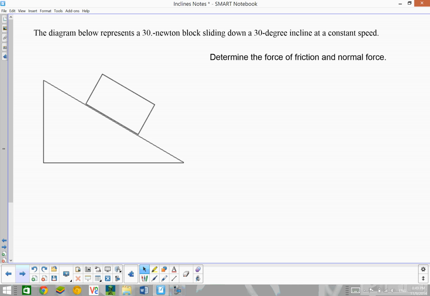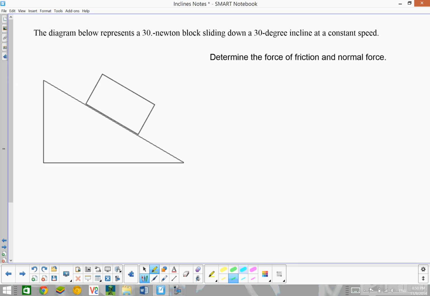Let's go ahead and break this down into some numbers here. In this diagram, we have a 30 Newton block sliding down a 30-degree incline at constant speed. We want to know the force of friction, and we want to know the normal force acting on this. It might appear that we don't have enough information, but it turns out we do. I'm going to walk you through it.